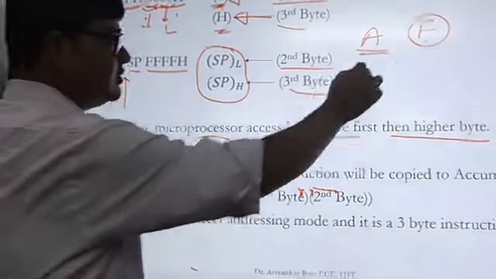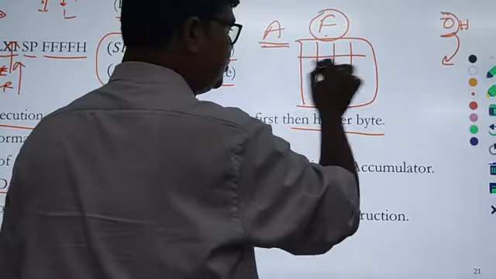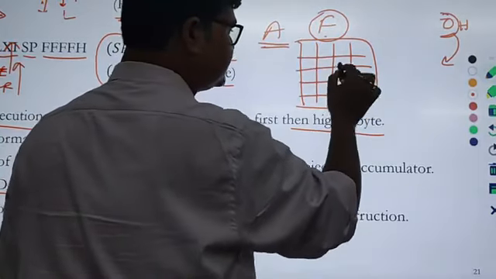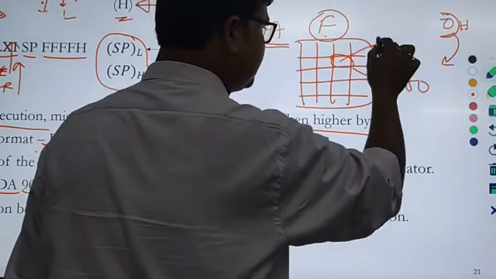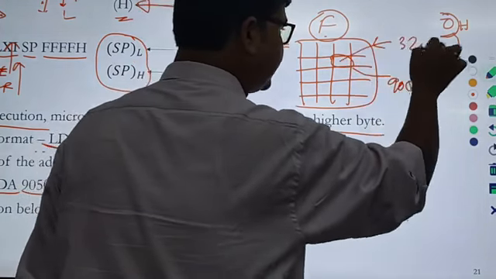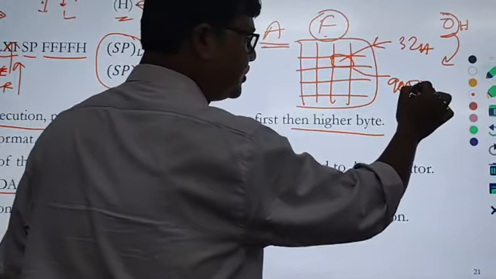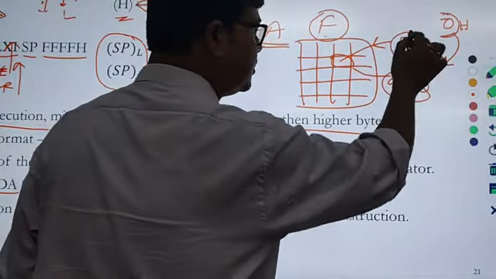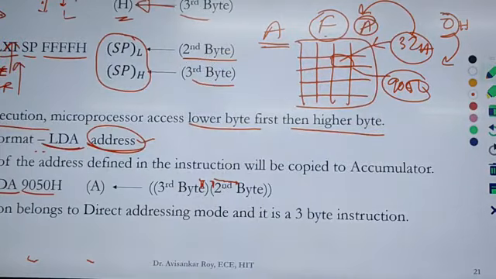In the microprocessor, RAM is a box, and there are small boxes called memory locations. Say this is the box which has the memory location 9050, and this box contains the data 32, for example. If we write LDA 9050, what will happen? The content loaded in 9050, that is 32, will transfer to the accumulator, and the accumulator belongs to the microprocessor IC.